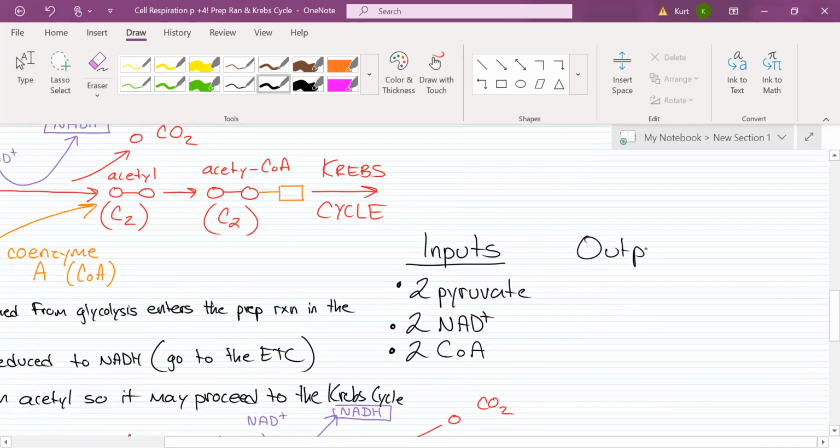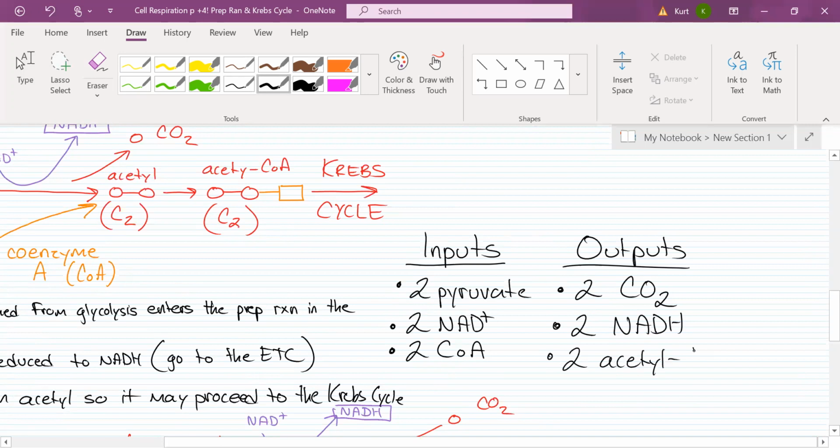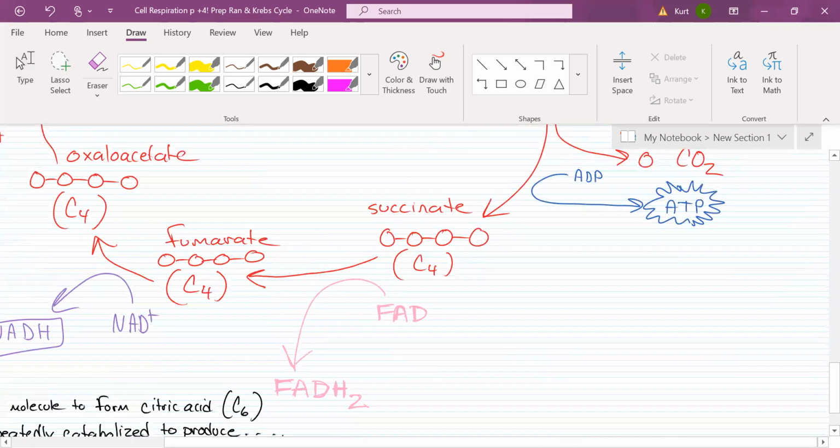Output. How many carbon dioxides were formed in the prep reaction? How many NADH electron carriers? And how many acetyl coenzyme A's? 2. So there's your prep reaction inputs and outputs. So if you combine them with glycolysis, so far you have reduced 4 NADHs. Then let's go down to the Krebs cycle and get all the inputs and outputs from this.